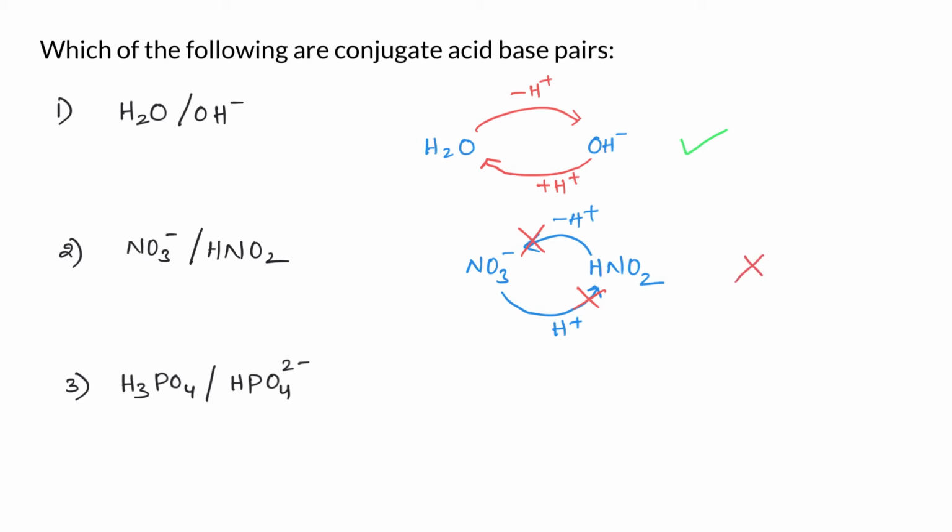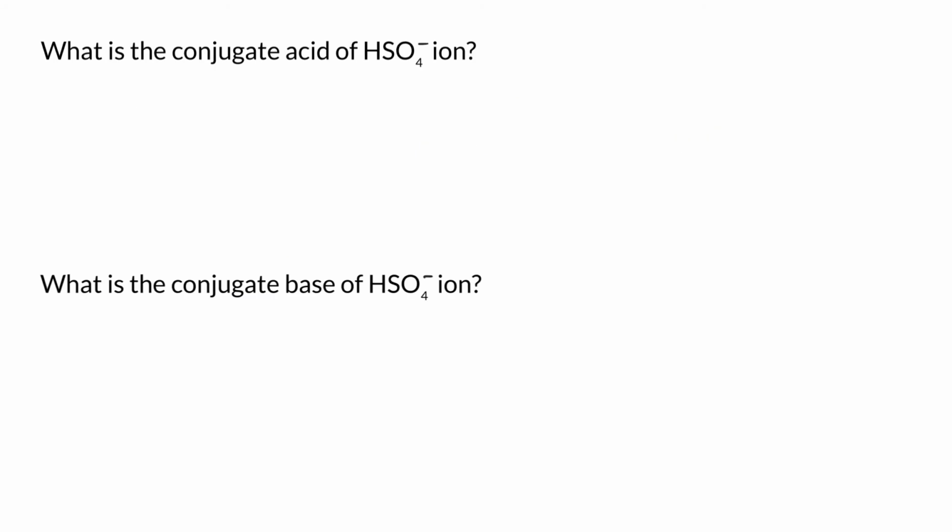Next, H3PO4 and HPO4 2 minus. These two species differ by more than one proton. Therefore, they are not conjugate acid-base pairs. One last problem on conjugate acid-base pairs. What is the conjugate acid of HSO4 minus ion?